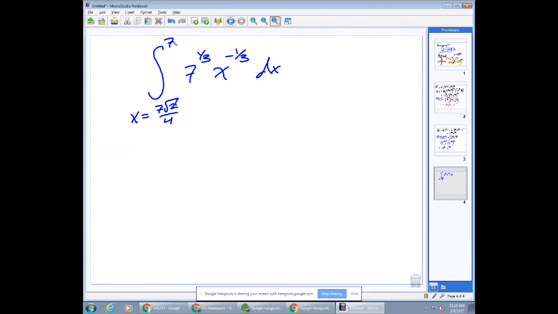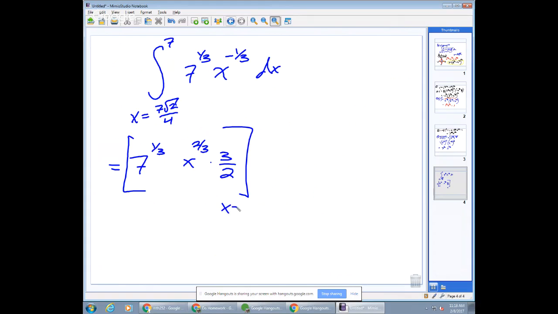Let's see, antiderivative for this thing. The 7 to the 1/3 is just chilling out. It's a constant. And then let's see what happens with that. I'm going to add 1 to negative 1/3, which is going to give me 2/3. So I'm going to have an x to the 2/3 divided by 2/3, which is the same as multiplying by 3/2. Right? So that's one version of the antiderivative.